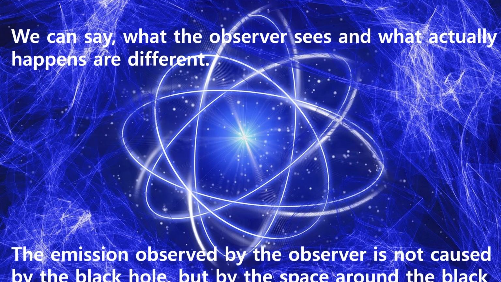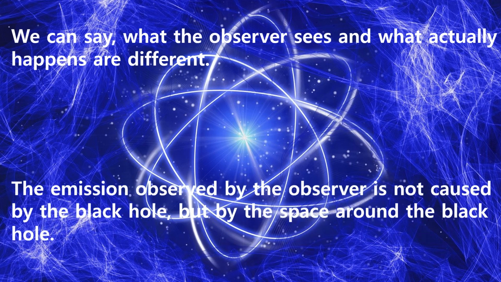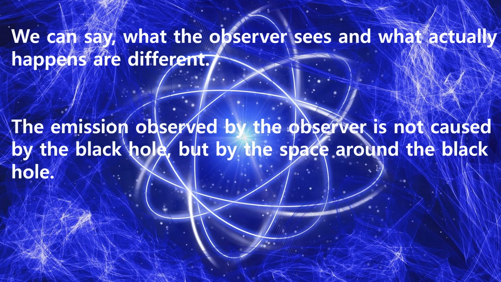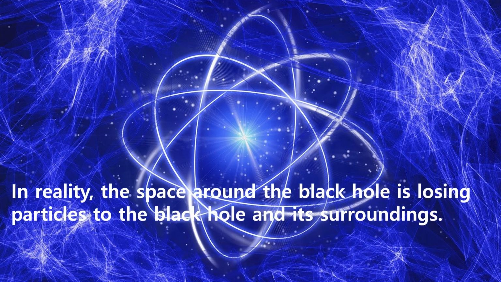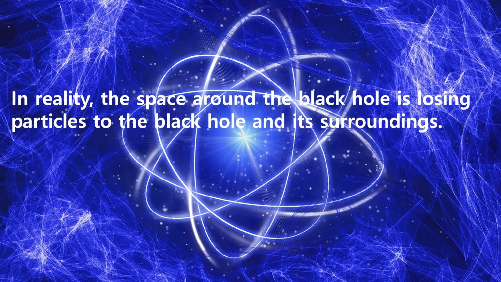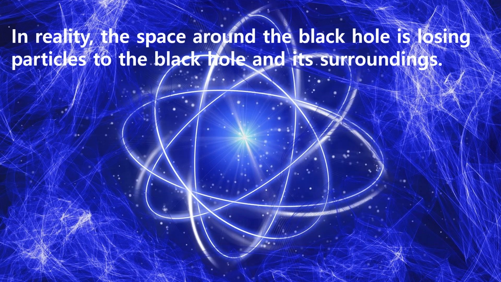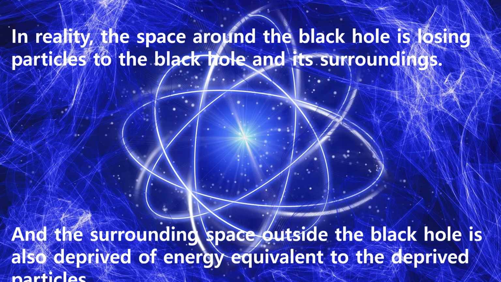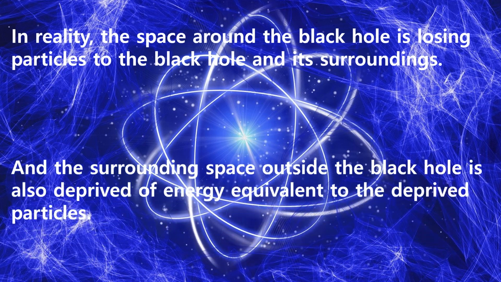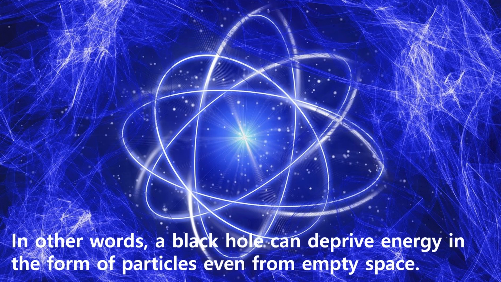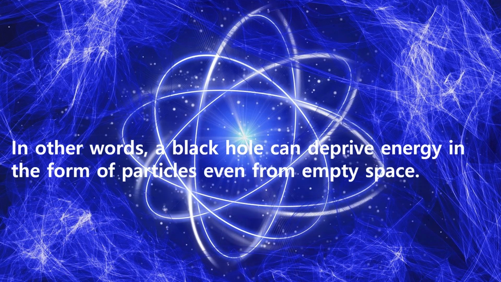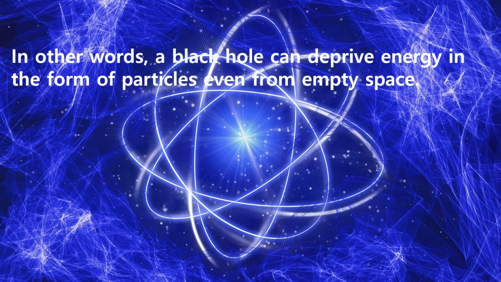The emission observed by the observer is not caused by the black hole, but by the space around the black hole. In reality, the space around the black hole is losing particles to the black hole and its surroundings. And the surrounding space outside the black hole is also deprived of energy equivalent to the deprived particles. In other words, a black hole can deprive energy in the form of particles even from empty space.